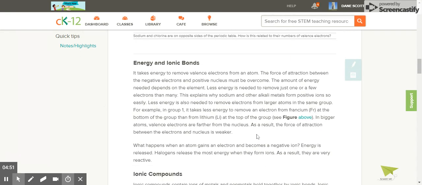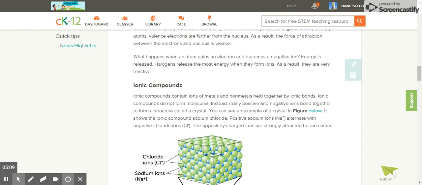In bigger atoms, valence electrons are further from the nucleus. As a result, the force of attraction between the electrons and the nucleus is weaker. What happens when an atom gains an electron and becomes a negative ion? Energy is released. Halogens release the most energy when they form ions. As a result, they are very reactive.